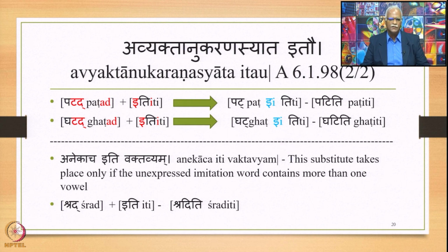Now there is a Vartika on this particular sutra which says that anekach iti vaktavyam. It says that this substitute takes place only if the unexpressed imitation word contains more than one vowel, like patat and ghatat. When it contains only one vowel, like shrat, so we have shrat plus iti, here this operation does not take place. This at and this e is not replaced by this e. It remains as it is, and that is shraditi. There is no change brought about at all.